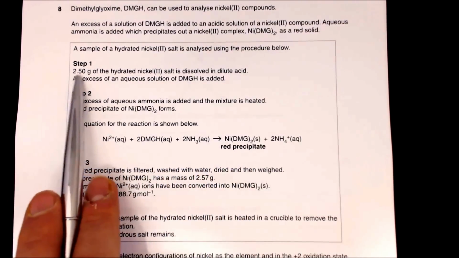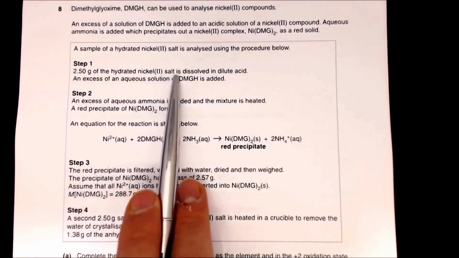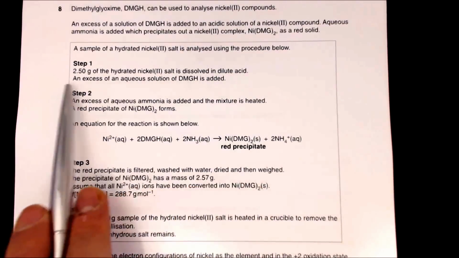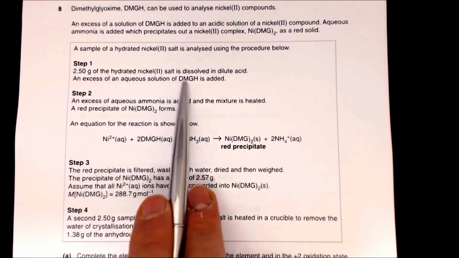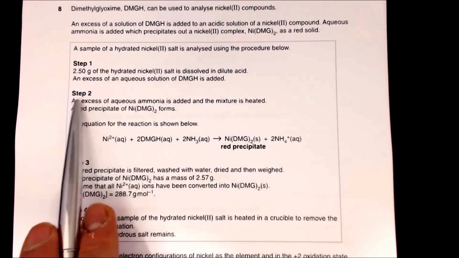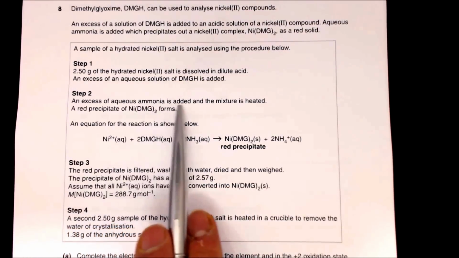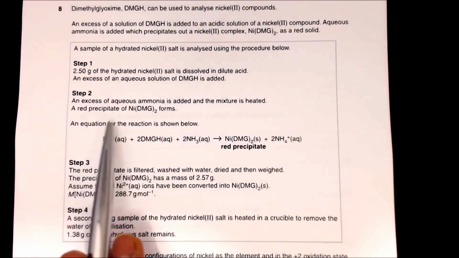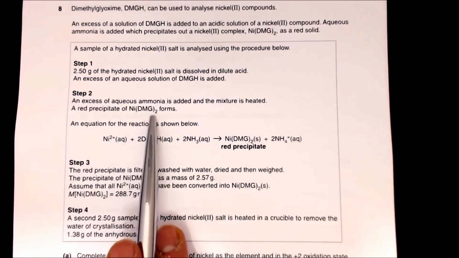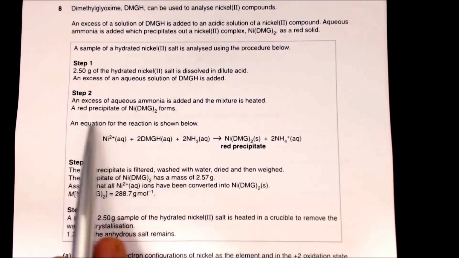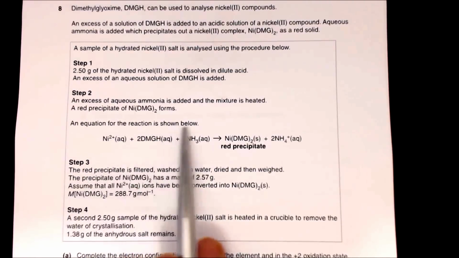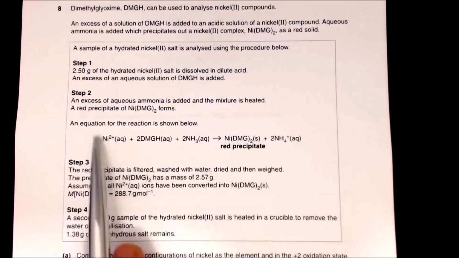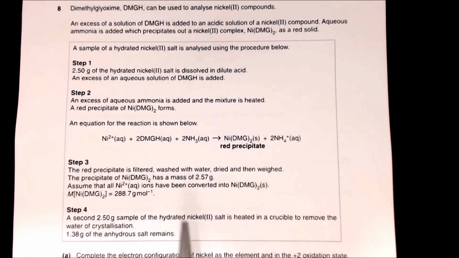So step 1, 2.5 grams of hydrated nickel-2 salt was dissolved in dilute acid. An excess of an aqueous solution of DMGH is added. Step 2, an excess of aqueous ammonia is added and the mixture is heated. A red precipitate of NiDMG2 forms. An equation for this reaction is shown below. So we've got the equation there, and there's our red precipitate that's been formed. And there's the addition of ammonia.